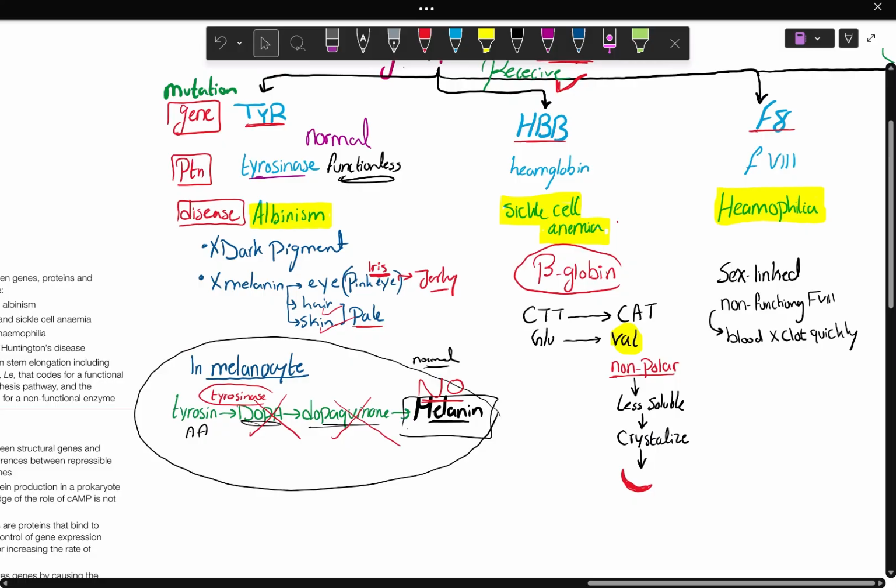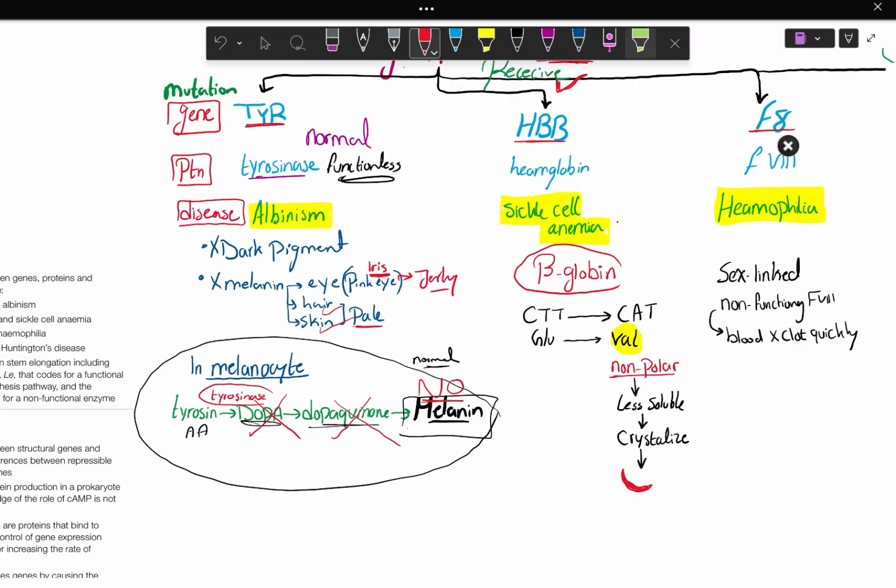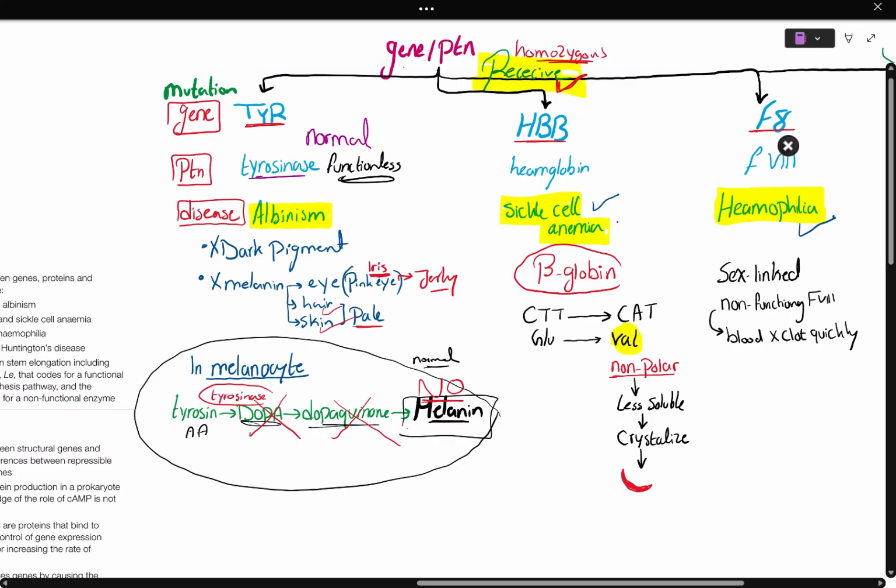The thing you should notice about all of those 3 first diseases is that they're all recessive mutations. So the normal gene that codes for the tyrosinase is a dominant allele. So if a mutation happens, this new allele is a recessive allele. So for a person to have albinism, he has to have 2 recessive alleles. Same with sickle cell anemia and same with hemophilia. So you should notice in your answer that you always write recessive, because this is a recessive mutation.